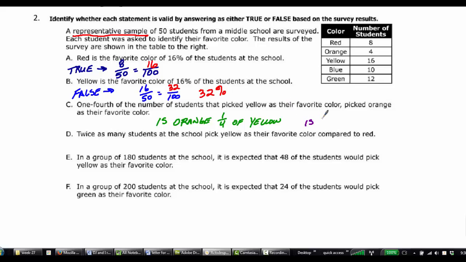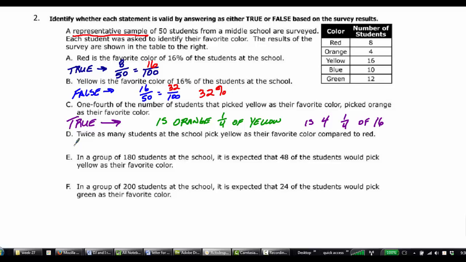Is 4 1/4 of 16? And the answer to that is yes, 4 is 1/4 of 16. So in this case, it is true.